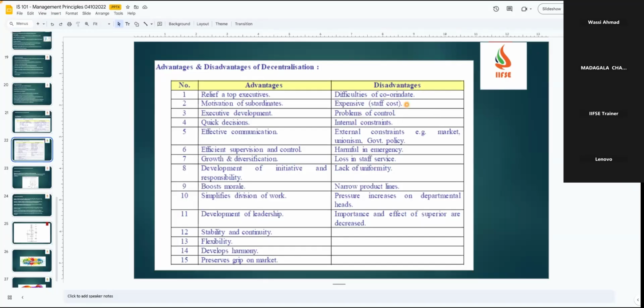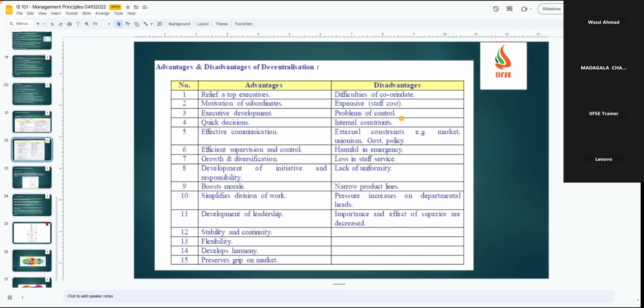Expensive staff cost. When you depend mostly on the number of people, they may think that for each department and each activity, we need a person who can take care of that. So the number of people will increase, and it is going to be a cost for the company.